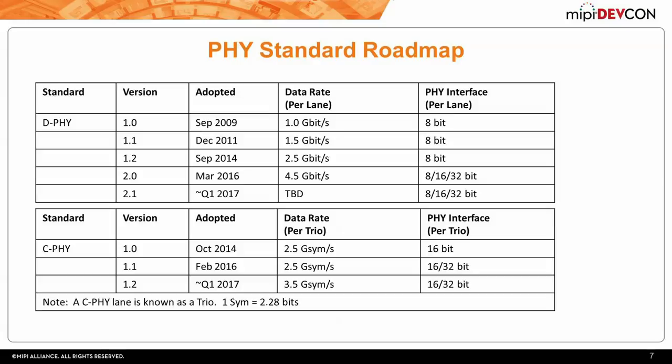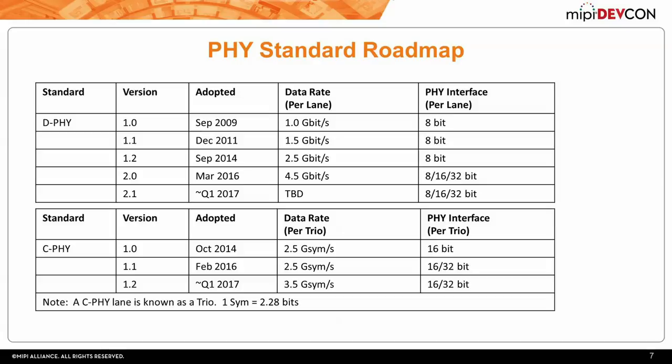So the first one, as I mentioned, was D-PHY in 2009. It operated up to 1 gig. The parallel interface is 8 bits. In 2011, the D-PHY 1.1 extended the range to 1.5 gigabit per second, and the parallel interface stayed at 8. At 1.2, which was introduced in 2014, the data rate was extended to 2.5 gig, and again, the interface stayed at 8. And this is kind of where most of the new silicon is targeted for.